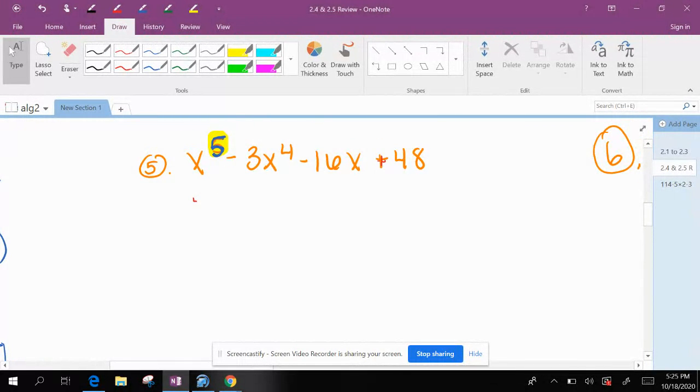All right, here's another 4-term problem, but my highest exponent's a 5, so I need a lot of answers here. So first I'm going to draw my line because there's 4 terms, so let's see if I can factor by grouping. The greatest common factor I can take out of my first set is x to the fourth, x minus 3.